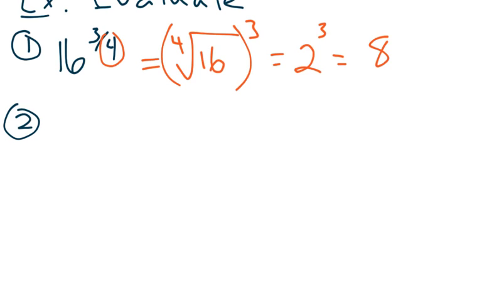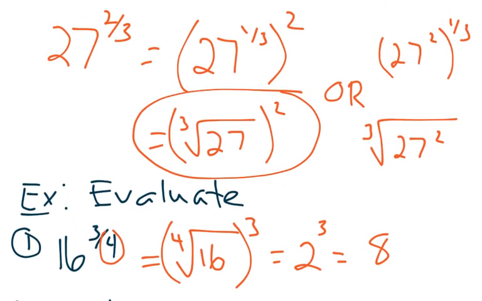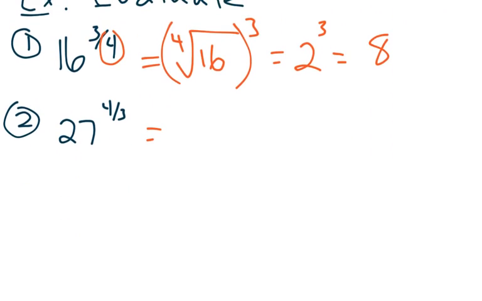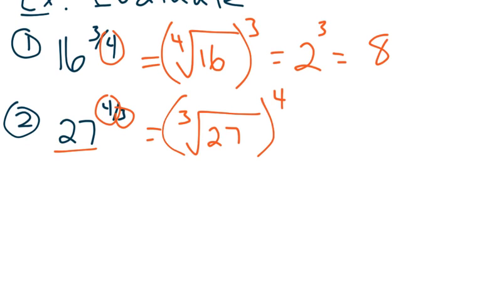Number 2, 27 to the 4/3 power. We had 2/3 power, so now we're going to go to 4/3 power. Again, this bottom number, the denominator of your fraction, becomes the root, 3rd root of your base, which is 27, and then we will raise it at the very end to the 4th power, or the numerator power. So the cube root of 27, what number times itself 3 times gives you 27? That would be 3. So then we'll have 3 to the 4th power.